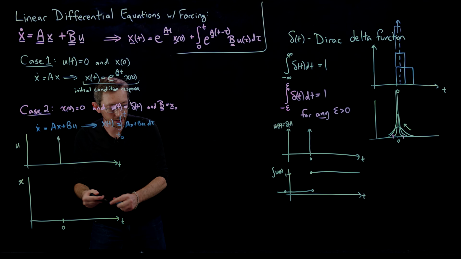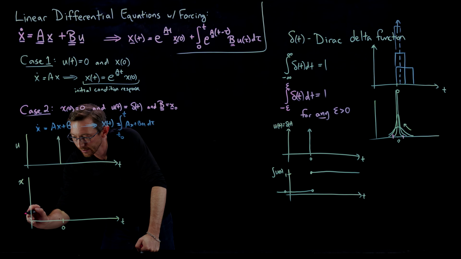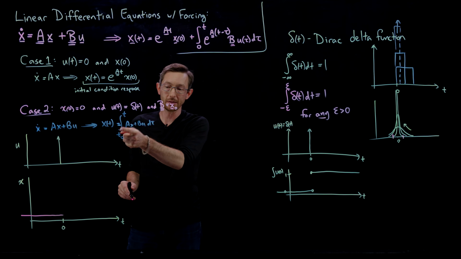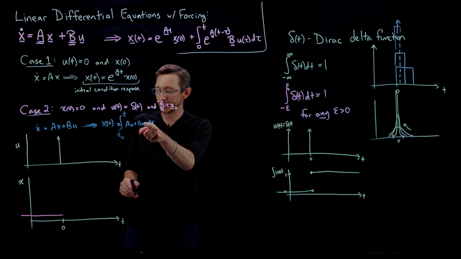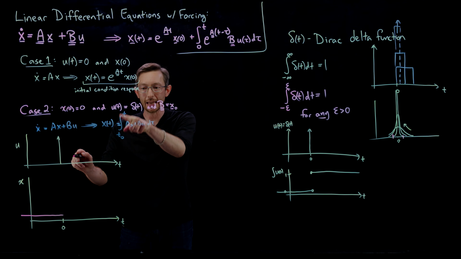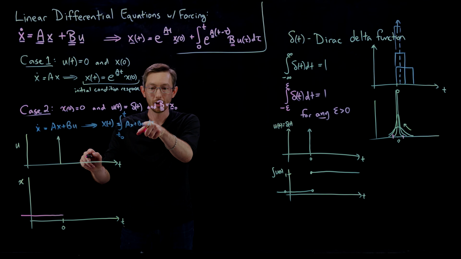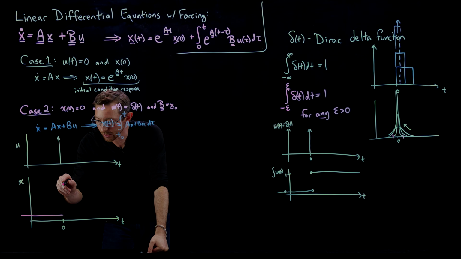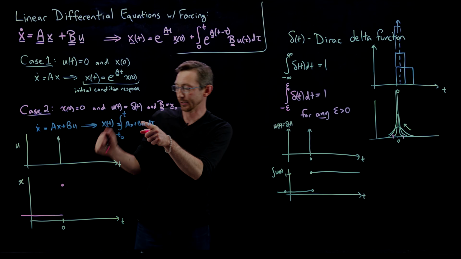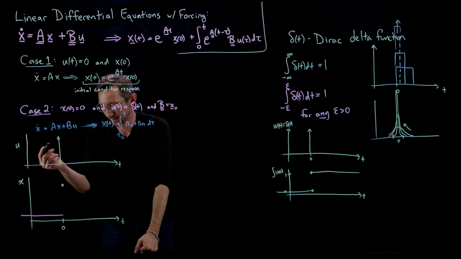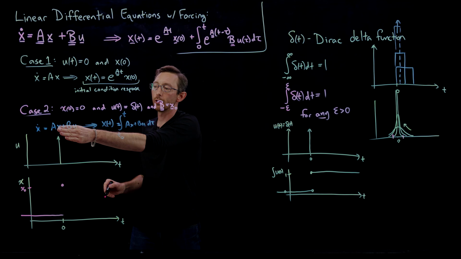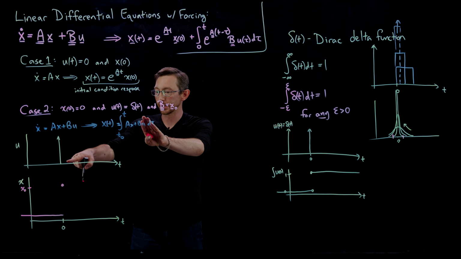I start at 0, and it stays 0 for all time. For any negative time, this is 0. And then immediately at t equals 0, this u is a delta function, so the integral right past that point jumps up to 1. Technically, it jumps up to whatever B is, which is x naught. And then for all future times, u of t is equal to 0 again.